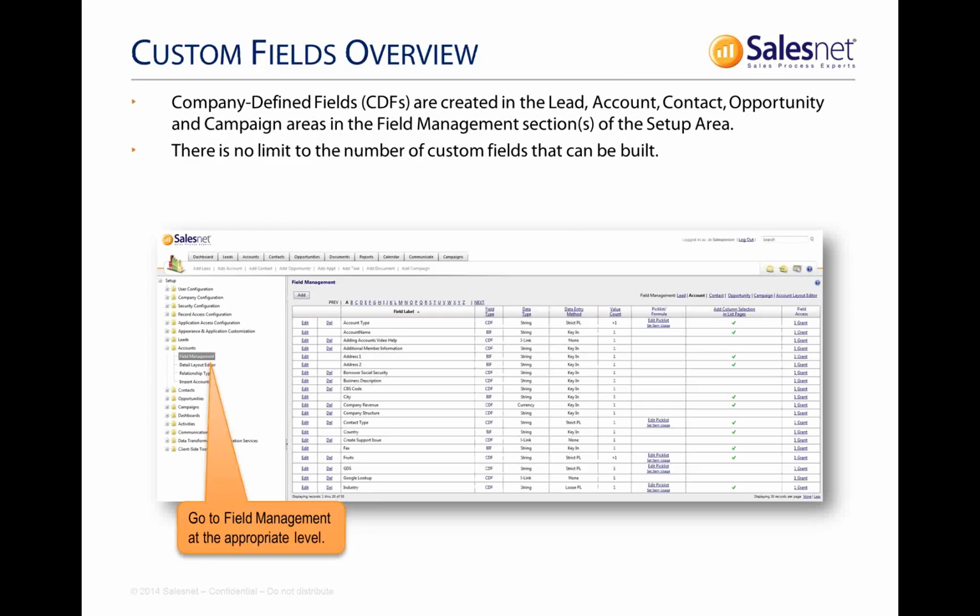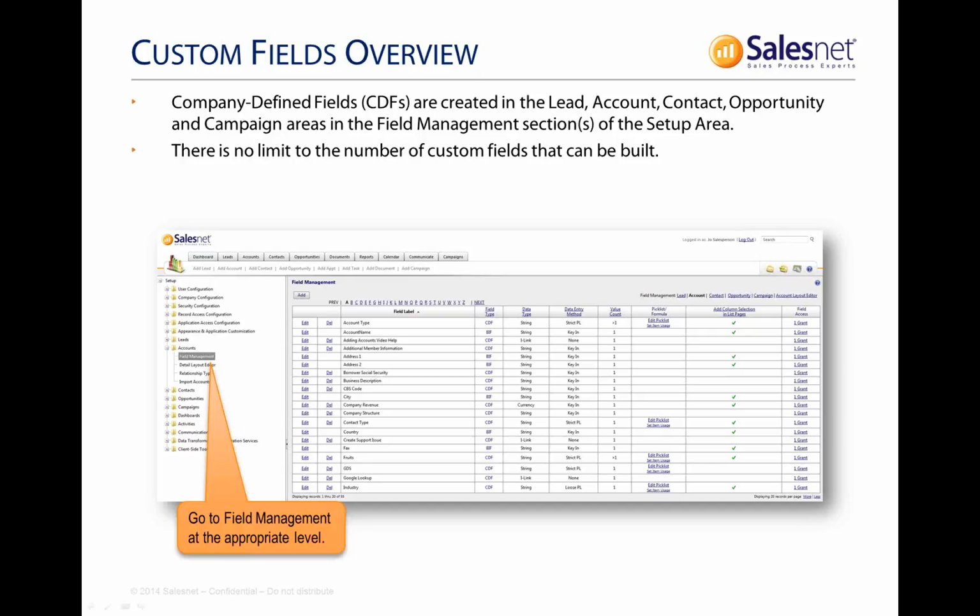Custom fields are created in each one of our main data areas: leads, accounts, contacts, opportunities, and campaigns. When you're in setup and you open up the menu for one of these data areas, the first item on the list there is field management. If I want to set up an account field, I do it in the account area. If I want to set up a contact field, I do it in the contact area.